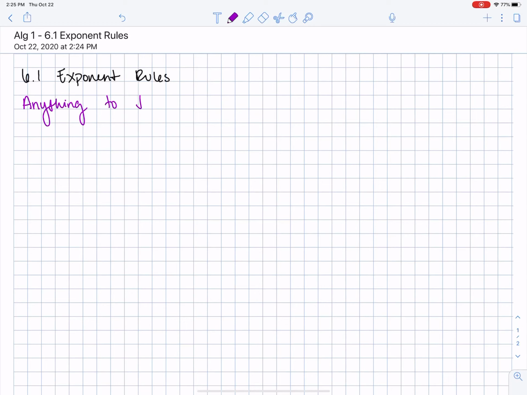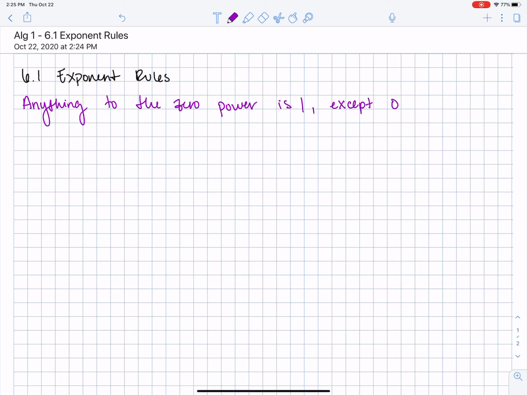Anything to the 0 power, as we discovered today, is 1. That one exception is 0. 0 to the 0 power is undefined.